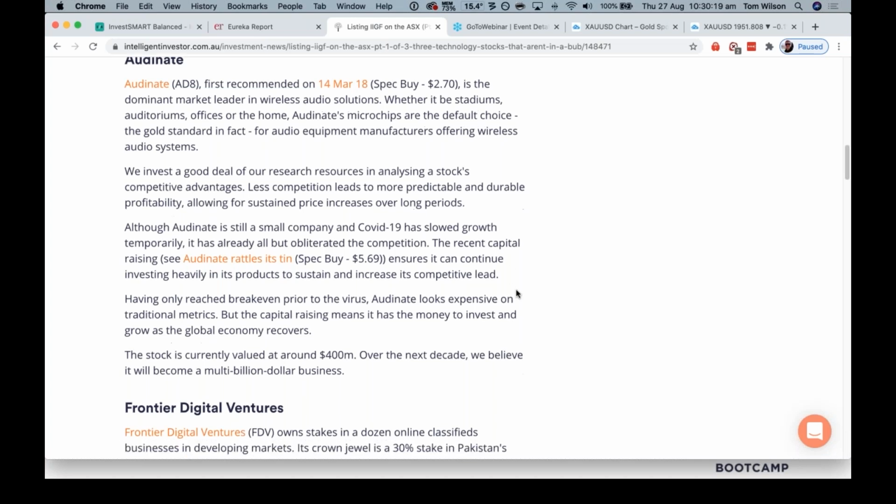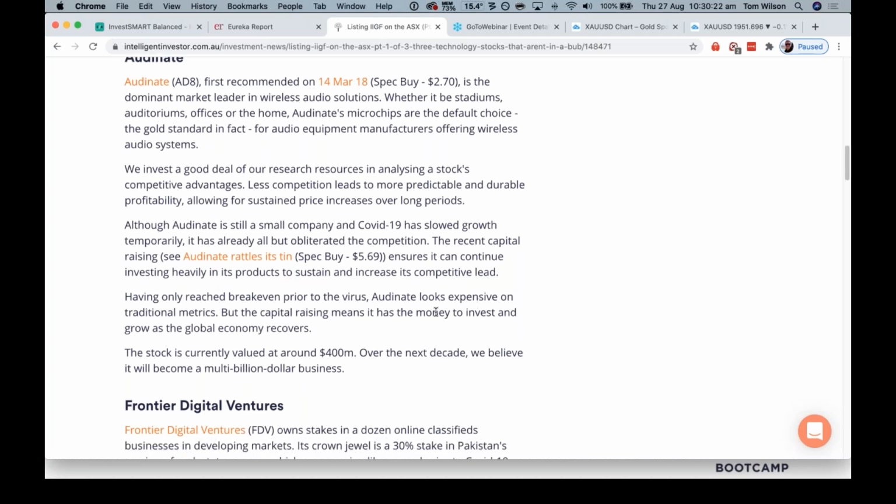So they're talking here now, though, it looks expensive on traditional metrics. So probably those metrics we're talking about before, those ratios, but now it's got capital, which means it can invest that and grow the company just around the time when the whole economy is, fingers crossed, recovering as well. Valued at $400 million, but they reckon it'll turn into a multi-billion-dollar business. And the thing is that they'll keep you up to date as they go through.